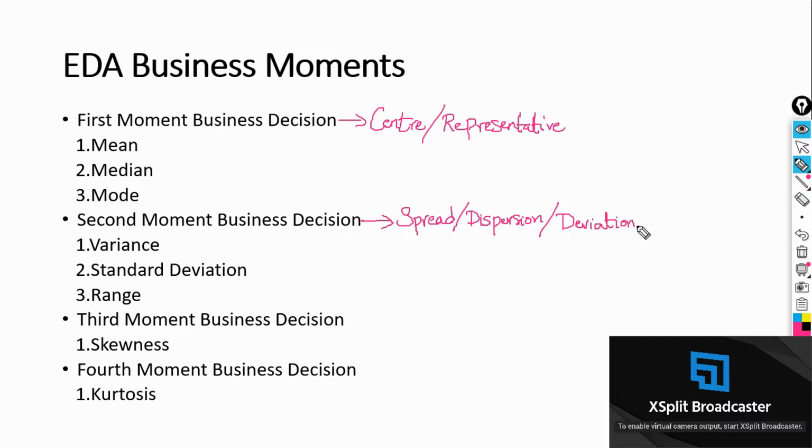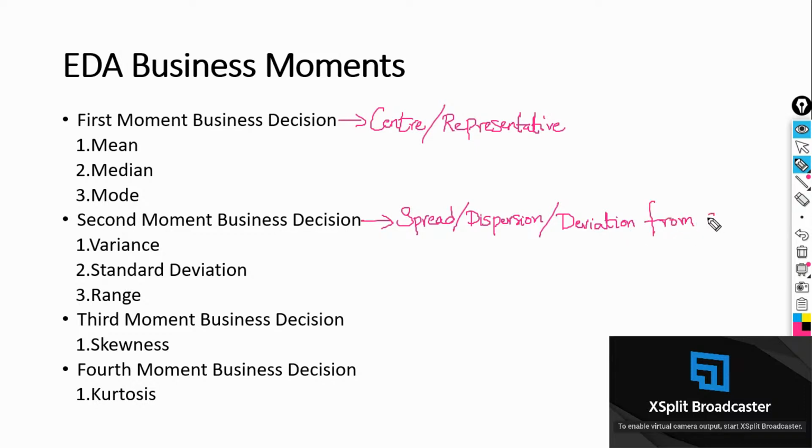What are these? All of these three are same, friends. Spread or dispersion or deviation is nothing but same. So second moment business decision measures spread. It is measuring dispersion. It is measuring deviation. It is measuring spread, right? From where? Where it is measuring the spread? It is measuring the spread from center value.